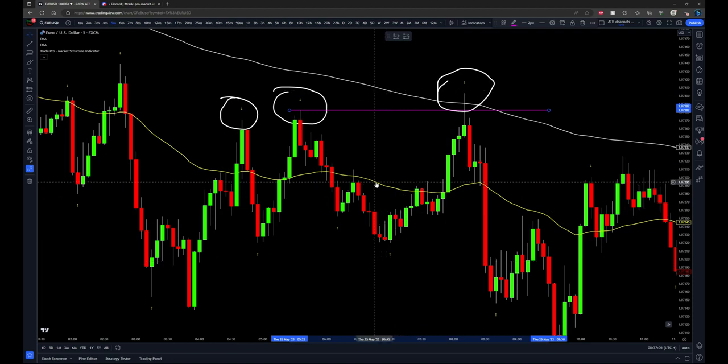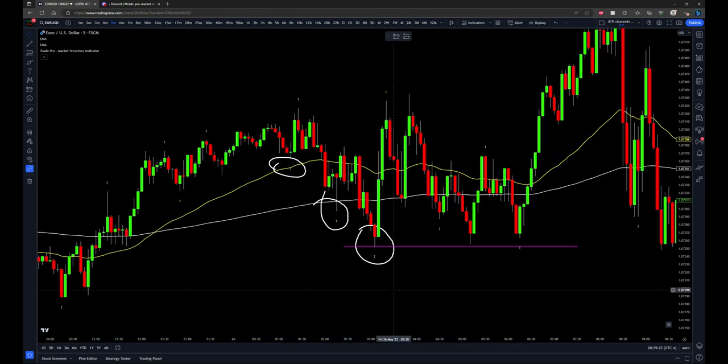50 EMA, okay? Now let's take a look at a long setup, and we're gonna go through a bunch more setups so you can see plenty of examples of valid opportunities. All right, here's a long setup.